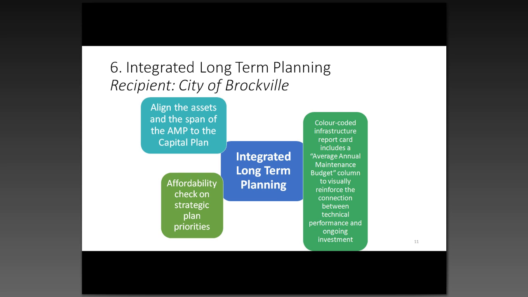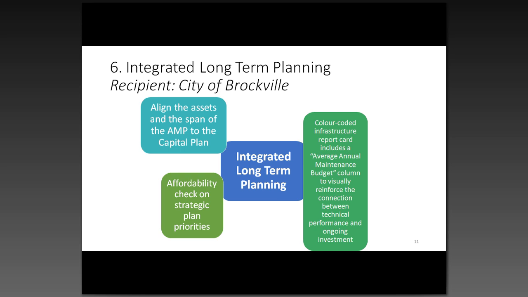Another neat feature of Brockville's plan was the color-coded infrastructure report, which we'll see a visual of in a few slides' time. There's an average annual maintenance budget column that visually reinforces the connection between technical performance and ongoing investment. As you might have seen, there are a huge range of infrastructure scorecards out there, and I found this one really useful because it starts to get into the why of why the performance is the way it is, in addition to those color codings or A, B, C, D, or whatever ranking there is. It explains and connects more maintenance with higher performance. So that might be an easier way of conveying that concept to council if there's some hesitation around upping the maintenance budget.